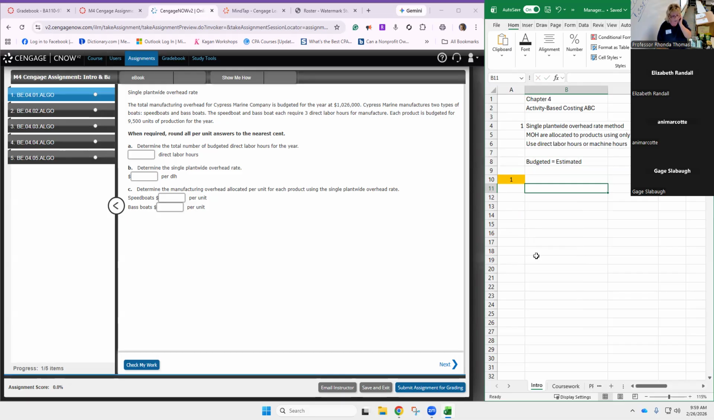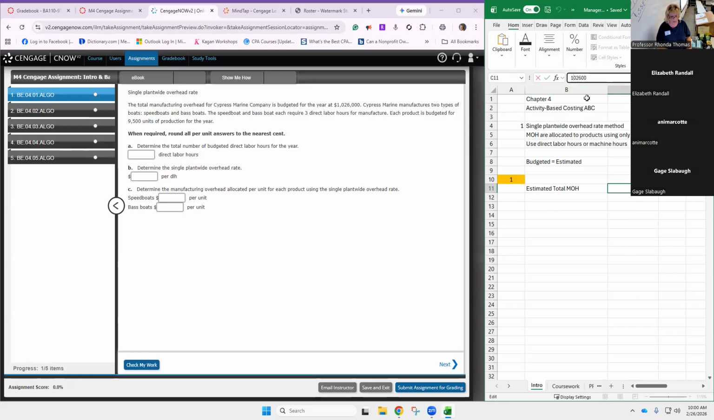I assume they make boats because it looks like speed boats and bass boats. All right, so now we're going to put estimated total manufacturing overhead. You can abbreviate if you want. I'm going to put that, so it's 1,026,000. So you're going to get a certain number for yours, and I'm going to turn this into dollars, and I like commas in my numbers because I don't count zeros very well.